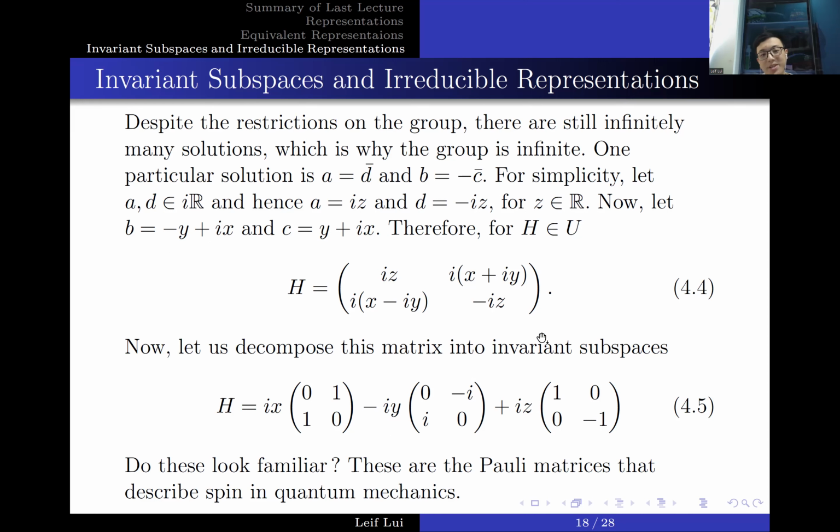And this may look familiar to you. These are the Pauli matrices that describe spin in quantum mechanics. So this is sigma sub x, sigma sub y, and sigma sub z. Basically, the Pauli matrices are faithful, irreducible representations of the SU2 group. So this is quite an interesting thing. Quantum mechanics is basically a natural representation of something quite fundamental, something quite general.